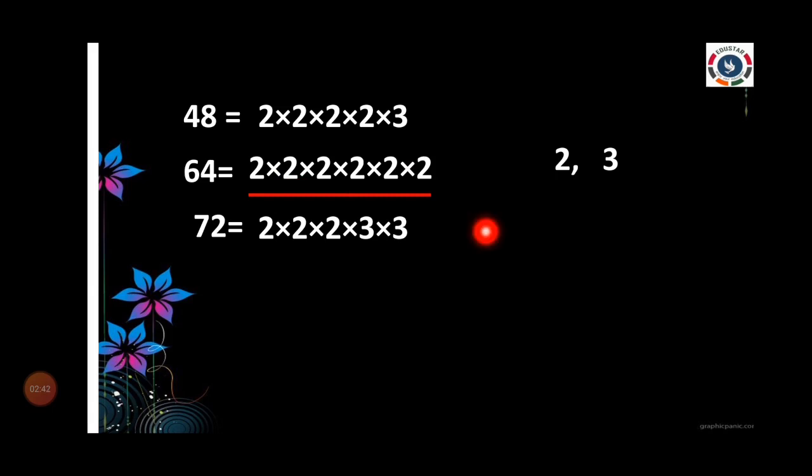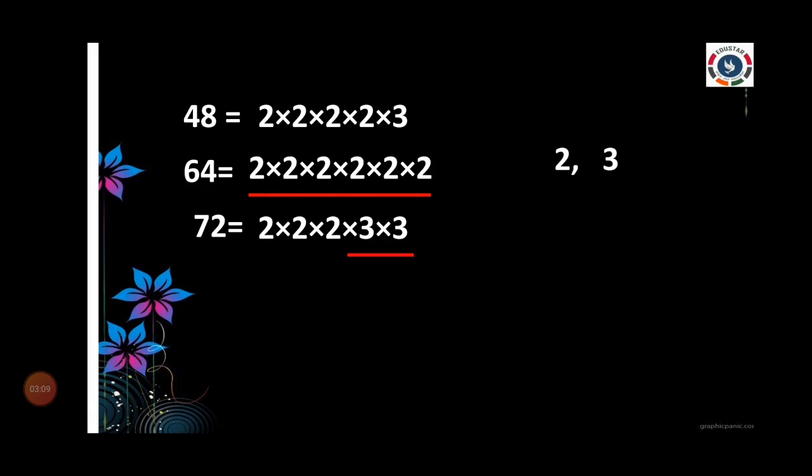Okay, the next one is 3. In which number is the maximum number of 3's? In 48 we have only one 3. In 64, no 3. In 72 we have two 3's. So which number has the maximum number of 3's? 72 alone. How many 3's? Two 3's. So you have to underline those two 3's.